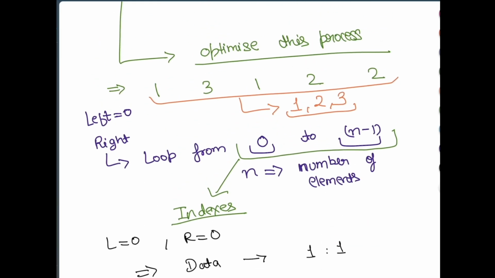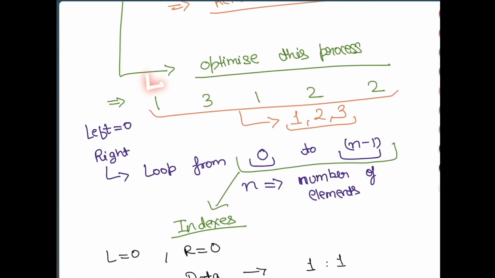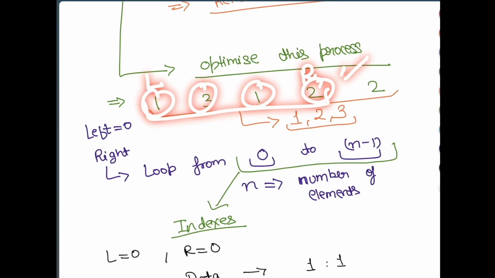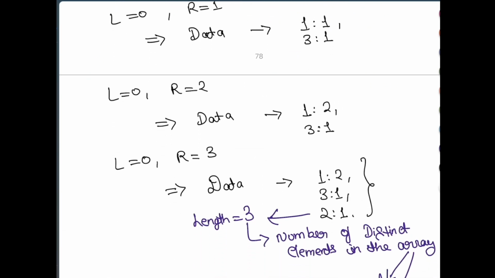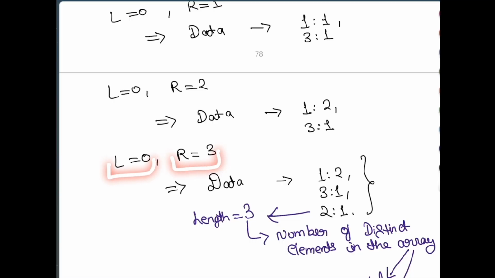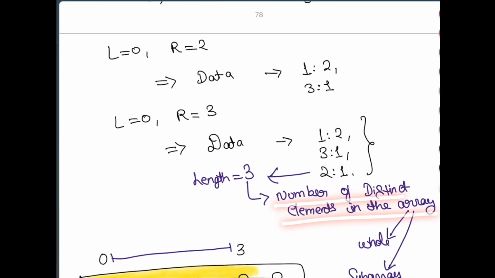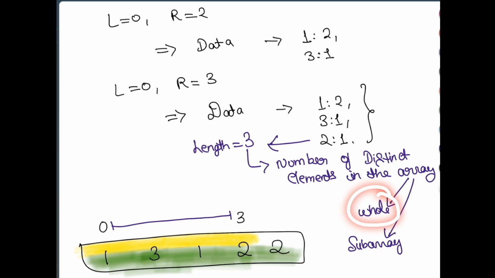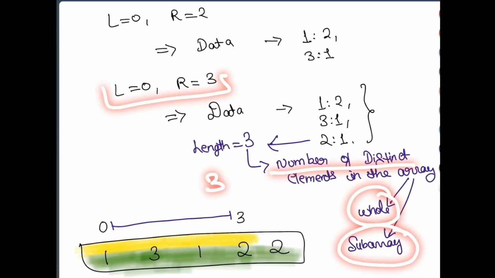So let us do the same process again. This time left is 0, right is at index number 3, and this is our array 1 3 1 2. So we have got a new element 2 in our range. Our data mapping is 1 two times, 3 one time, and 2 one time. At this time the length of my data is 3, and this is equal to the number of distinct elements in the array, right? In the whole array the number of distinct elements is 3. In our current subarray, from 0 to 3, the number of distinct elements is also 3, right?